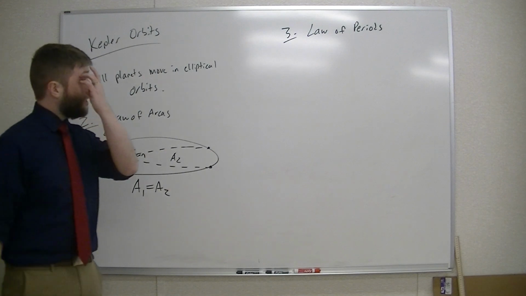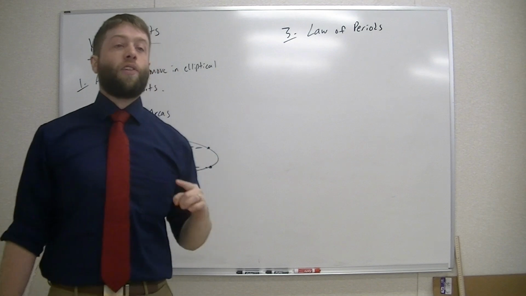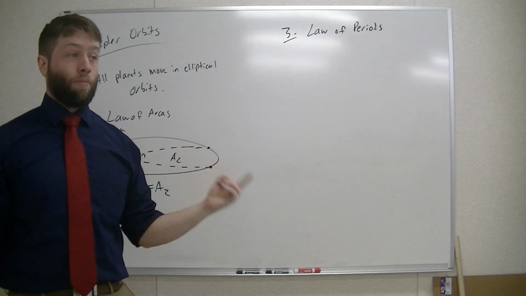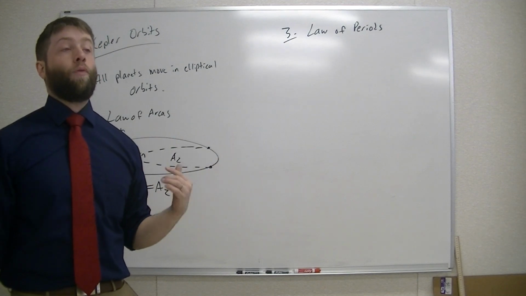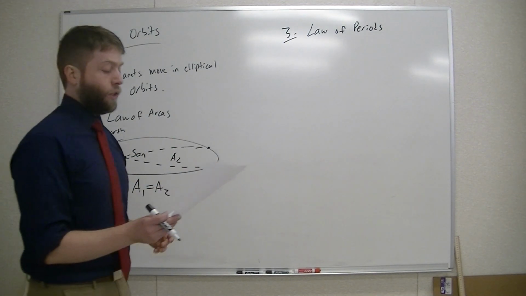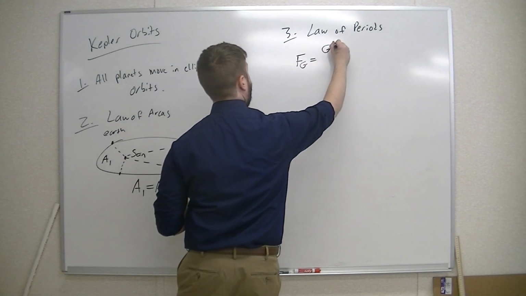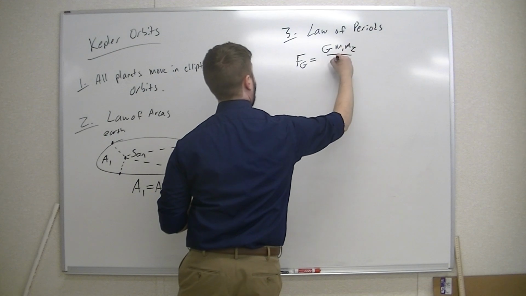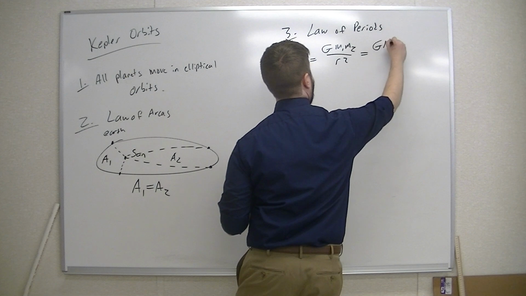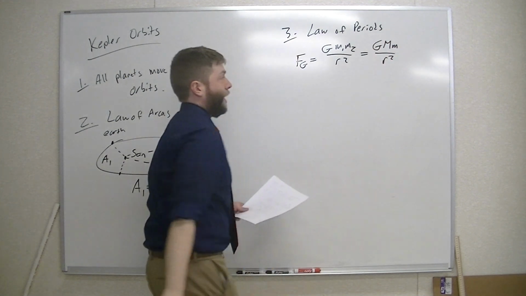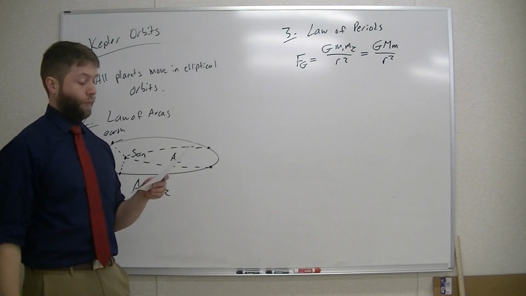The more important thing is that this allows us to use the law of periods. This allows us to analyze the periodic motion of a planet orbiting something in the same way that we did for centripetal force. So we remind ourselves that the force of gravity equation is G m1 m2 over r squared. We're going to rewrite that as G M m over r squared, to indicate the big mass that we're orbiting around and the little mass that is doing the orbiting.